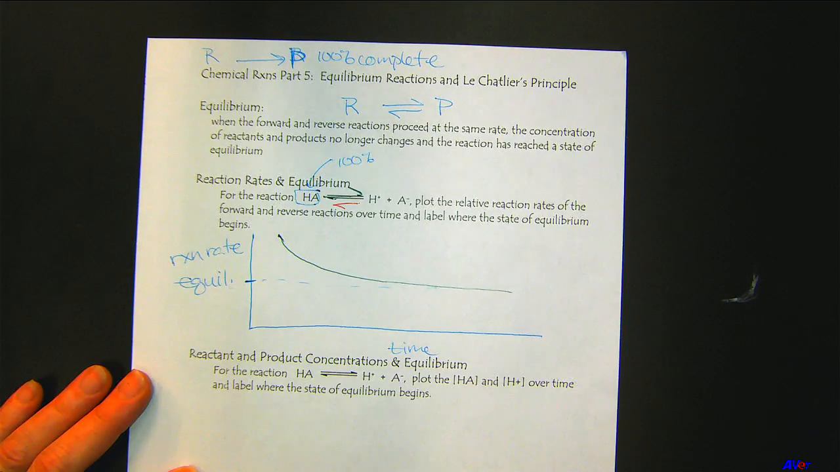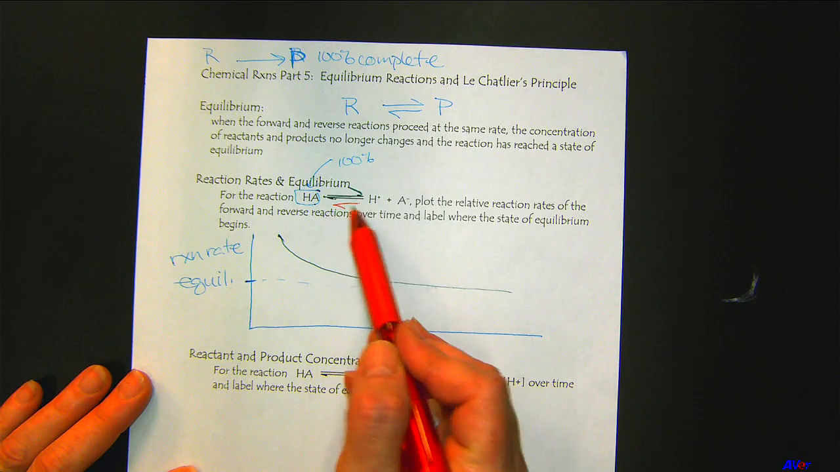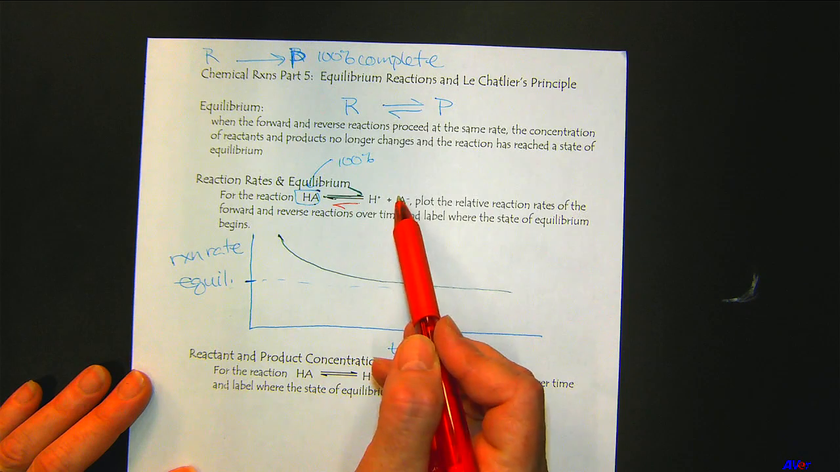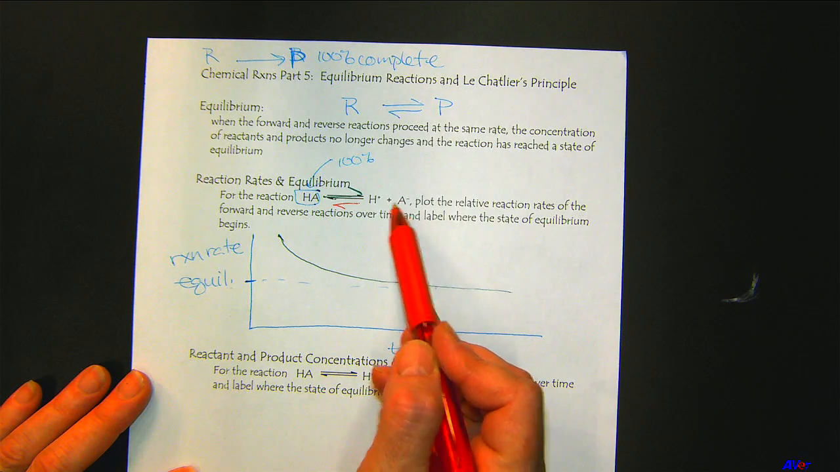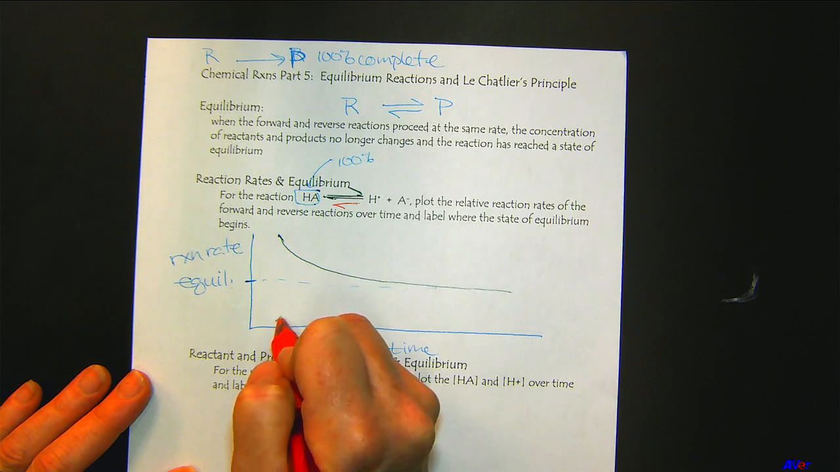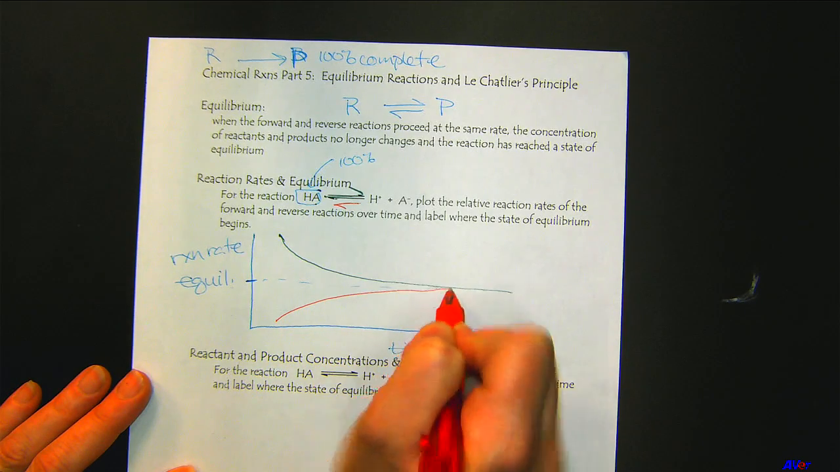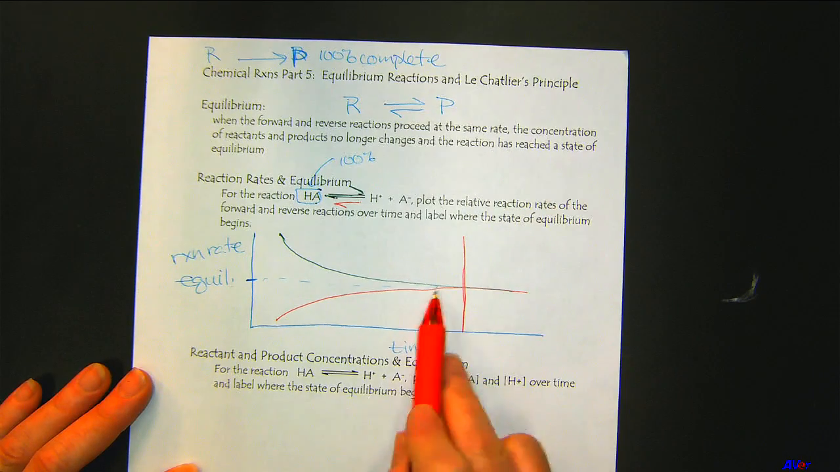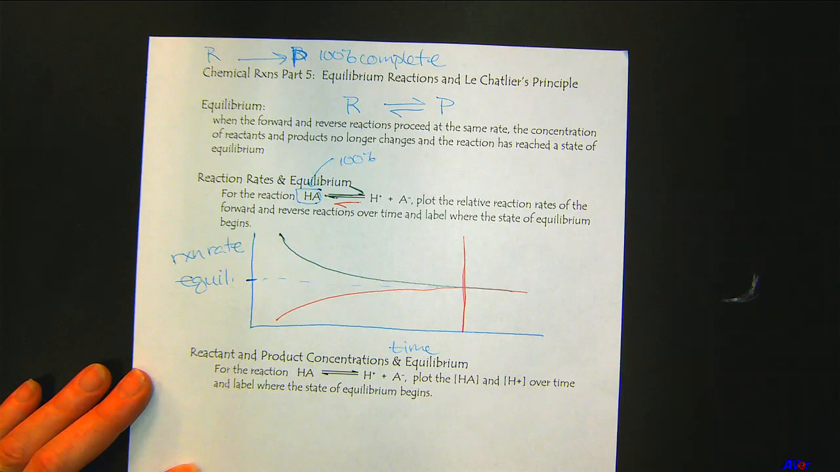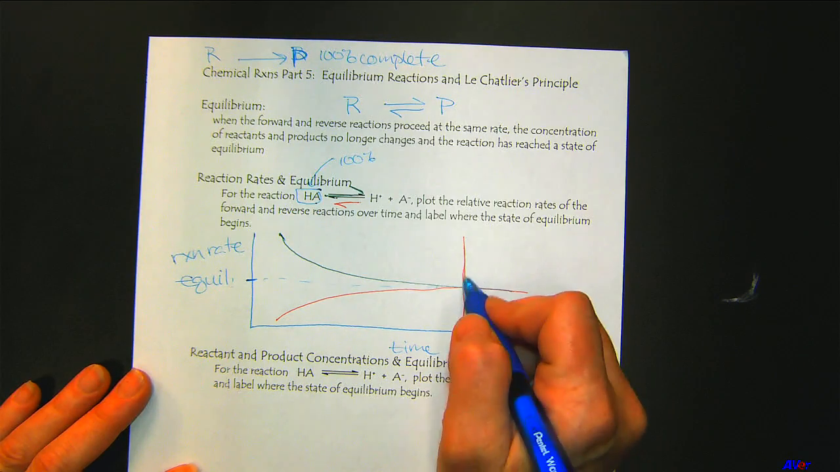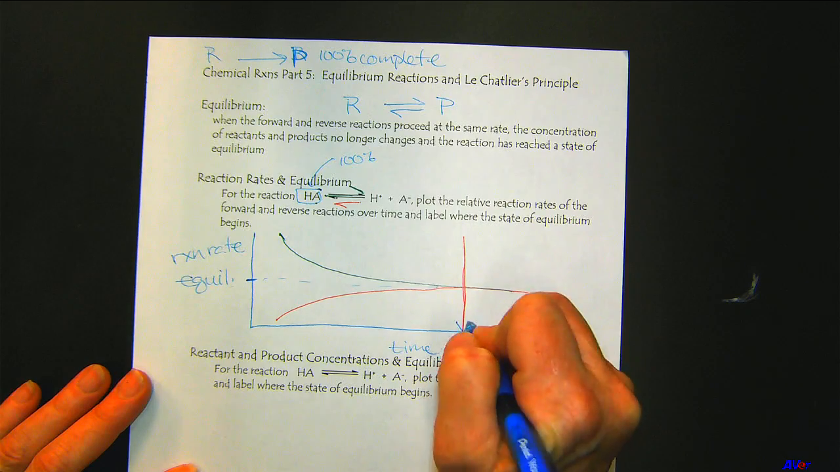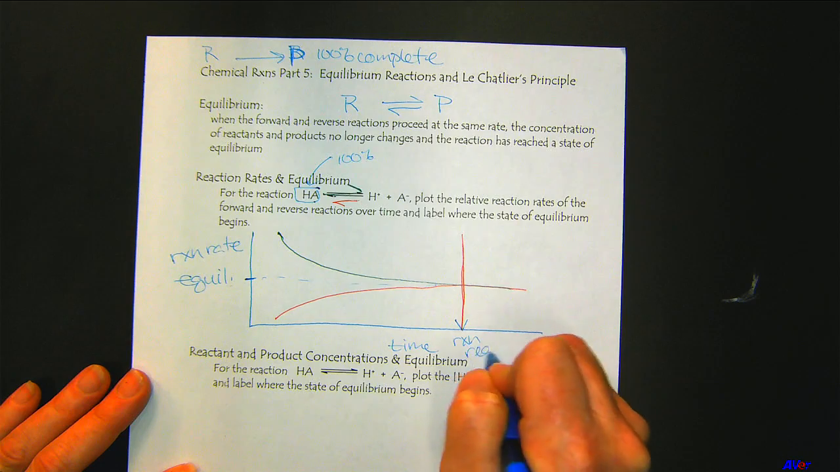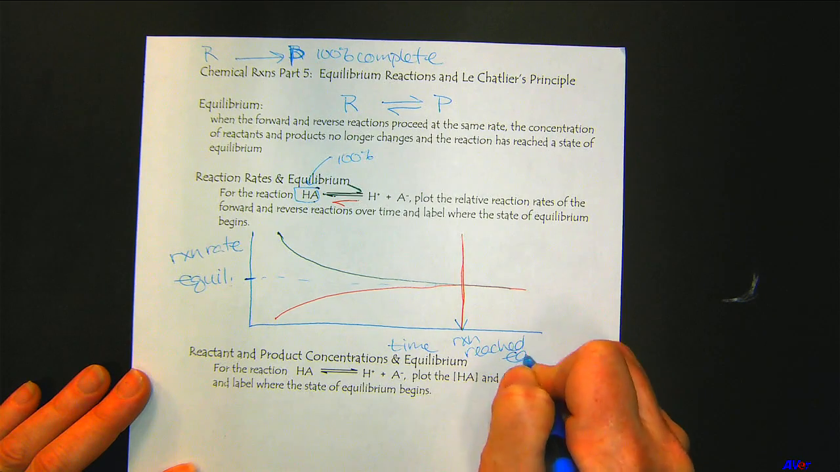The reason why is because initially there is no reverse reaction because there are no products. But once HA starts to dissociate, then H plus and A minus will reform, and so we'll start to get our reverse reaction. And right here at this time, we see that the forward and reverse are at the same reaction rate. This is where the reaction reached equilibrium.